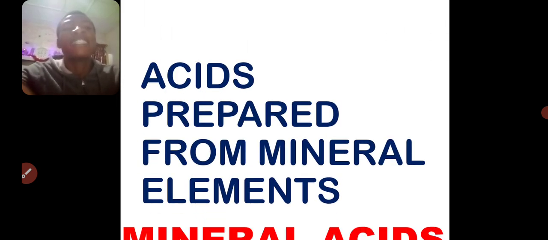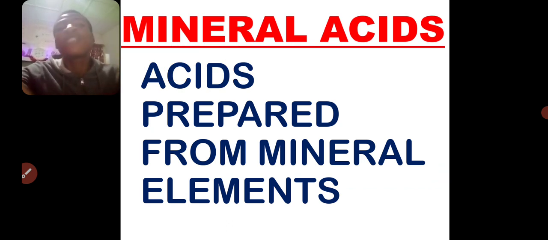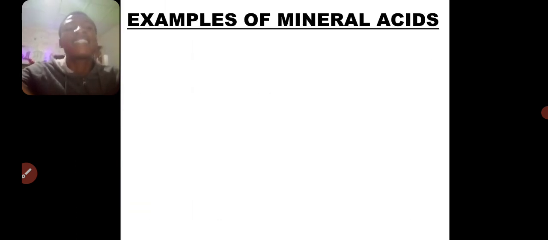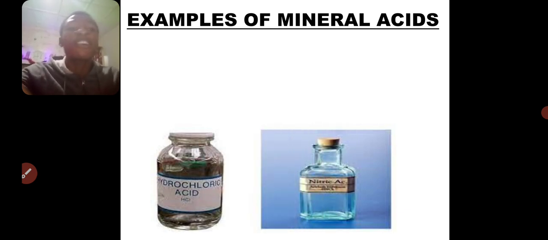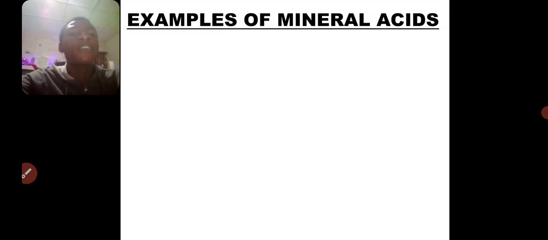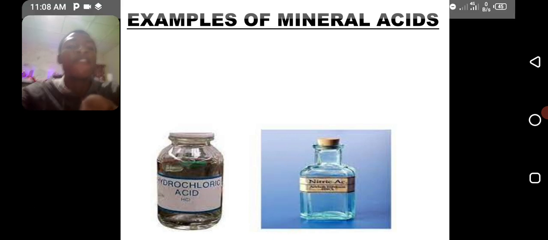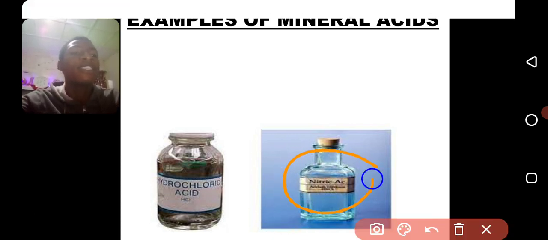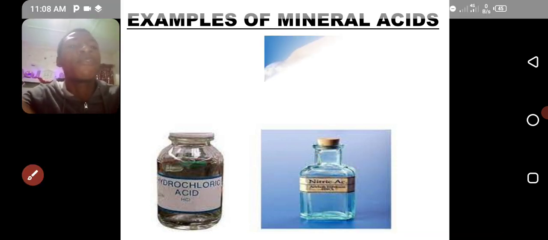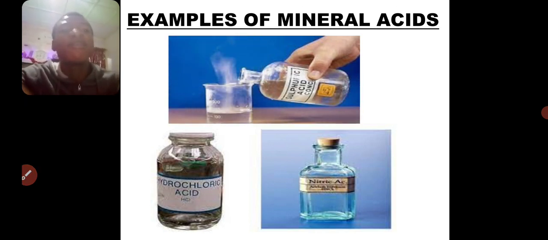What are mineral acids? Mineral acids are acids produced from mineral elements in the laboratory. You call them mineral acids. We have various types of mineral acids. Hydrochloric acid, like the one we have here now. We have nitric acid. You call this nitric acid or trioxonitrate 5 acid. We have other examples of mineral acids. The king of them, sulfuric acid, which is tetraoxosulfate 6 acid.